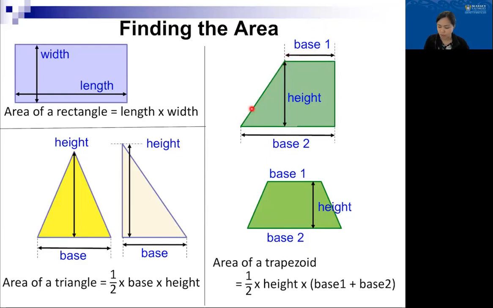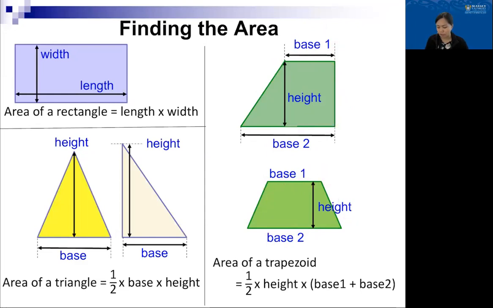And these two non-parallel sides are called the legs. So this is an example of a trapezoid, the figure on top. This figure below is also an example of a trapezoid. You have two parallel sides called the bases and two sides that are non-parallel.